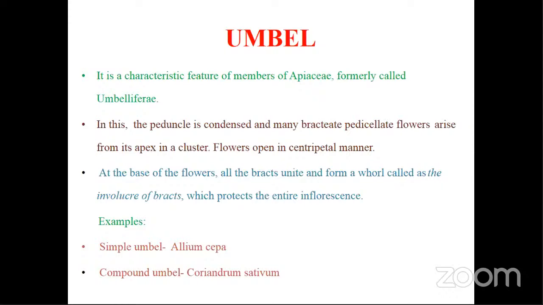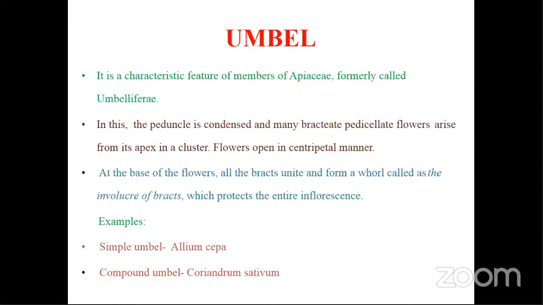What is the centripetal manner? Opening of flowers will be from the periphery towards the center. Periphery means outer side towards inside. This is called centripetal arrangement. So in umbel, the peduncle is condensed into a flattened structure, and all the flowers develop from one point on the peduncle, which is called umbel.